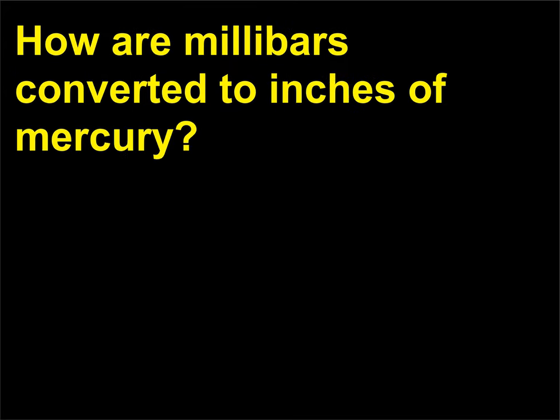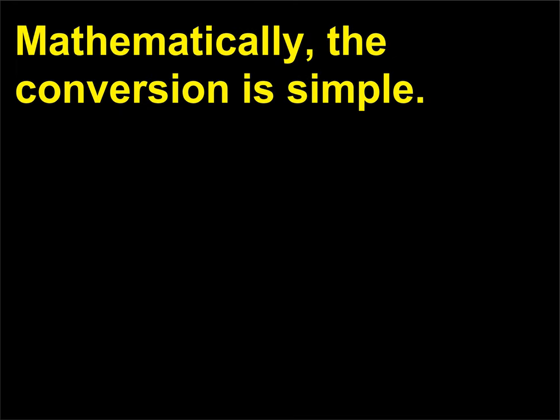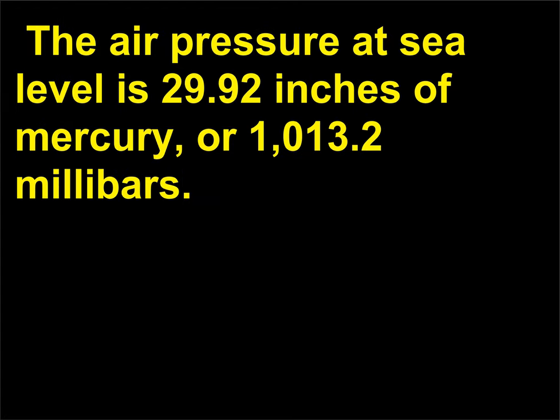How are millibars converted to inches of mercury? Mathematically, the conversion is simple. The air pressure at sea level is 29.92 inches of mercury, or 1013.2 millibars.